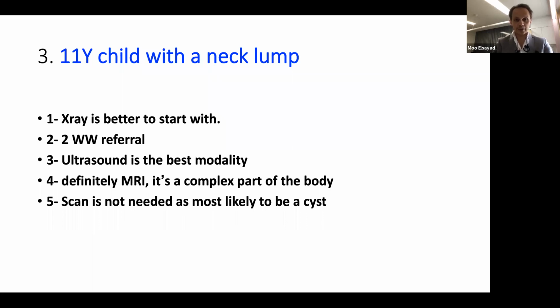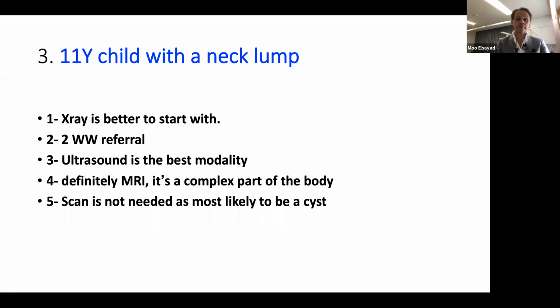Now, for this one, child with a neck lump, perfect. Ultrasound is the best modality. I totally agree with people who chose this. I think you all got it right. Perfect. Shows a good learning curve. Why is it 2-week wait? Correct. Yes, so, a good question. Why did I put 2-week wait?